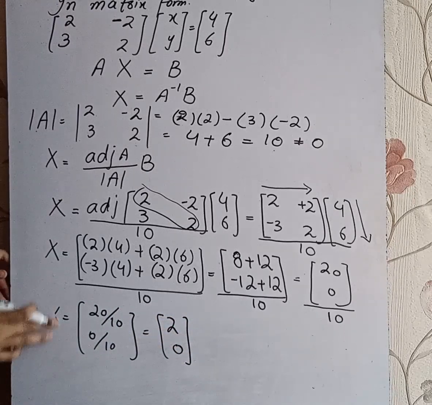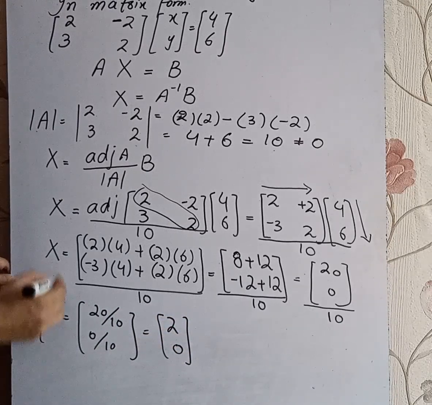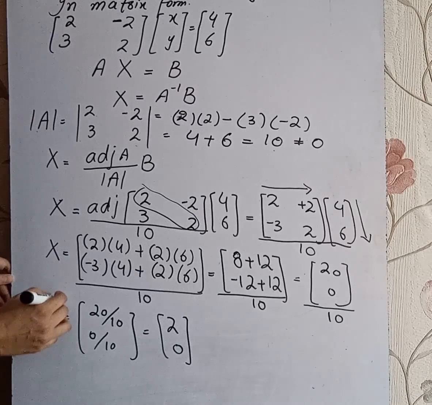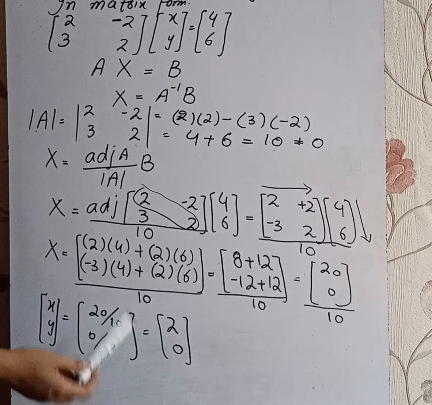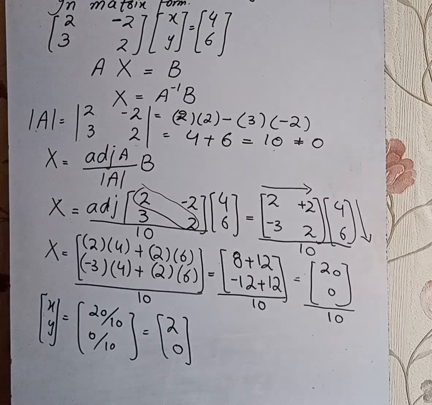So X we can write over here now. X is equal to the matrix of x and y, because in the start we put X in place of x and y, and now X we can write again as x and y. Here x equals 2, y equals 0, because the value of x is 2 and the value of y is 0. We have to find here the values of x and y, because these are the variables involved in these equations.